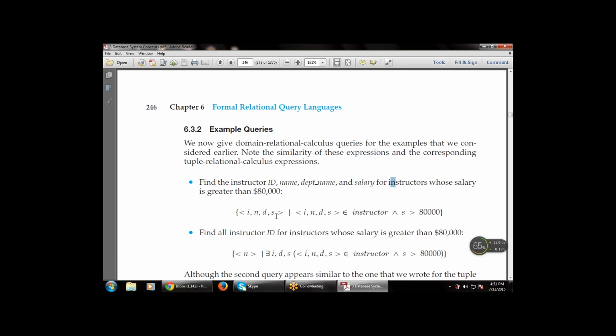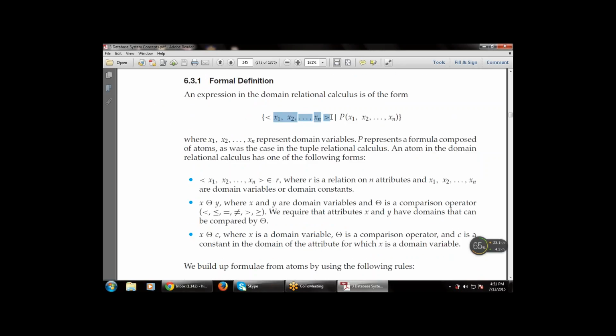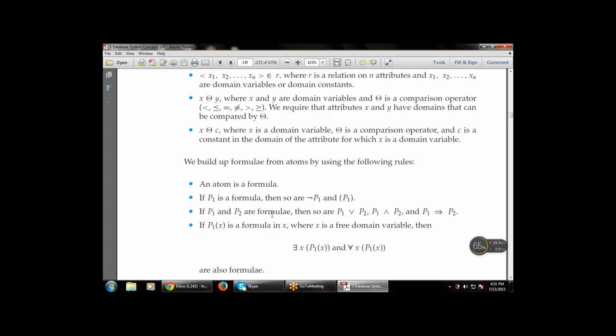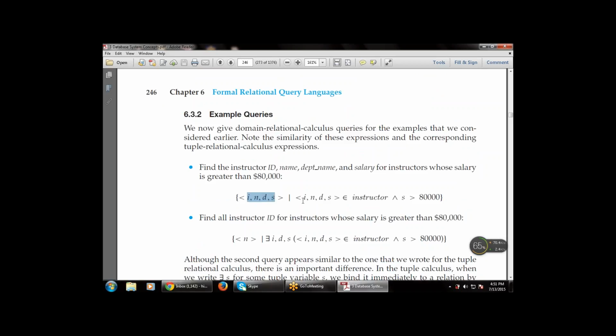This is written as follows: {<i, n, d, s> | <i, n, d, s> ∈ instructor ∧ s > 80000}. So these are the domain variables i, n, d, s, and this is the formula that is given, that <i, n, d, s> belongs to the instructor relation.